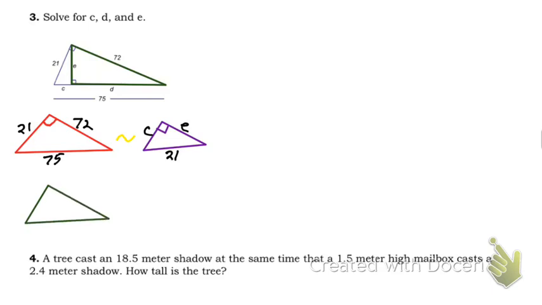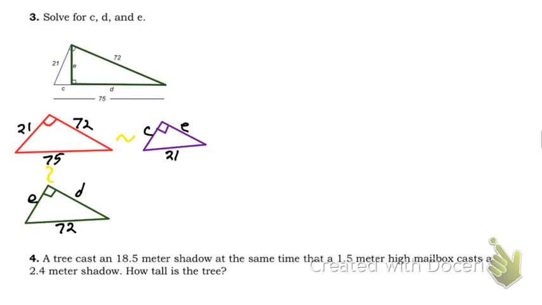Let's label our sides. So first of all, the 90 degree I put in the same exact spot. And the hypotenuse was 72. The long side was D. The short side was E. So what Emma brought up was really important.